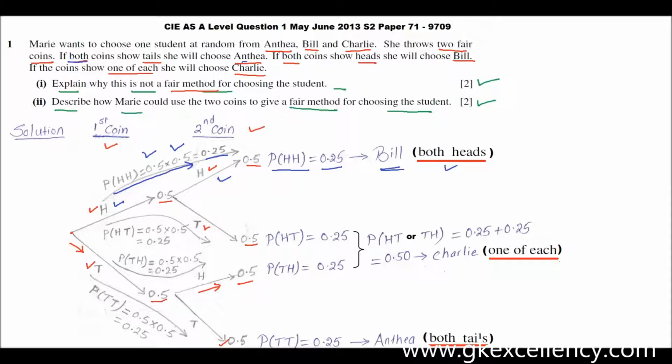If I'm traveling this branch of the tree and getting both tails here, for example, the probability of tail and tail here, because this is my tail and this is my tail, again 0.5 times 0.5 is 0.25 here. So you're choosing Anthea here. If both show heads here, then you're choosing Bill here.